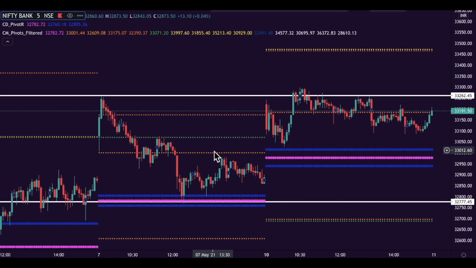strong support and resistance. It does not mean every day it will act as support and resistance, but it is important that we mark this level so that when the stock comes to this level, we'll be more cautious when we're taking a trade. Alright, so that's the importance of previous day high and low. Now let's check out other important levels.